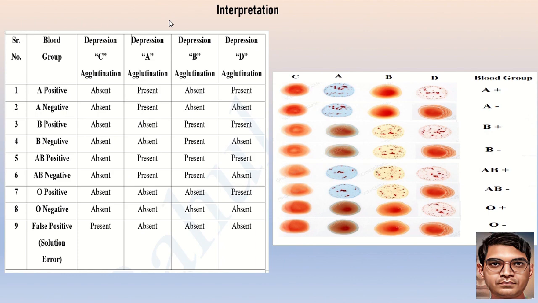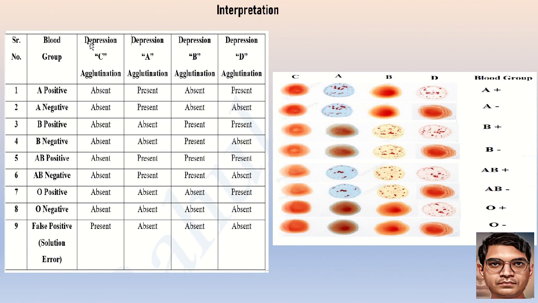If you get agglutination in depression B and depression D, blood group is B positive. If you get agglutination in only depression B, blood group is B negative. If you get agglutination in depression A, B and D, blood group is AB positive. If you get agglutination in depression A and depression B, blood group is AB negative. If you get agglutination in depression D only, blood group is O positive.